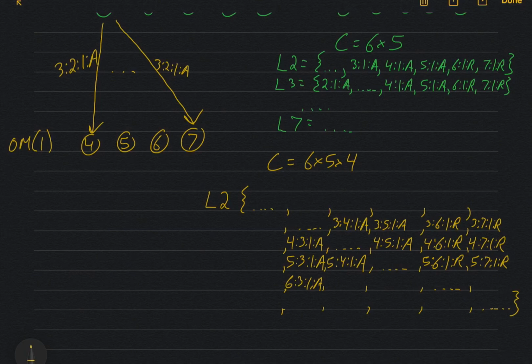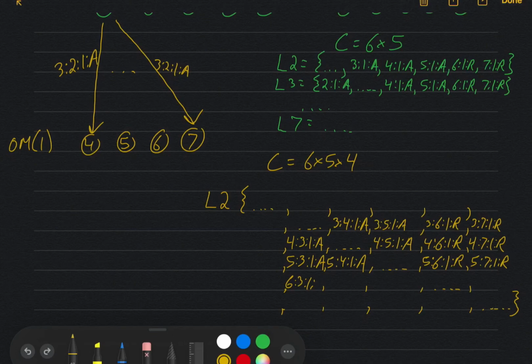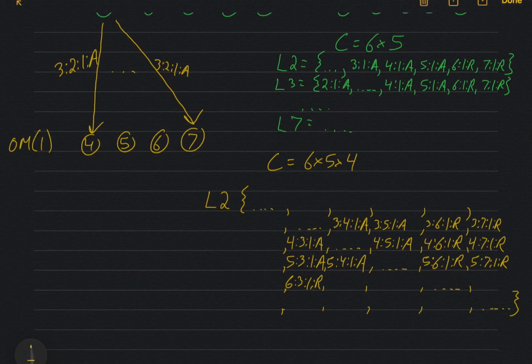Actually, the value coming from 6 will be unreliable, so these will all be retreats. So 6 will say that it heard from 4, that it heard from 1 to retreat. 6 will say that it heard from 5, that it heard from 1 to retreat, and will report that it heard from 7 from 1 to retreat. And similarly for Lieutenant 7, it will say that it heard retreat from each of them.